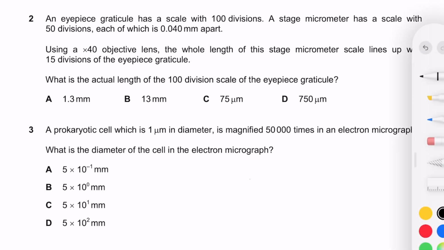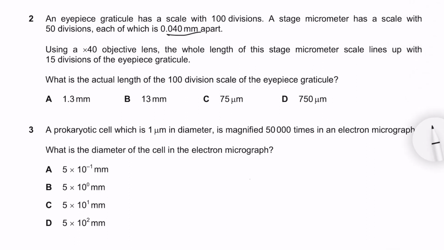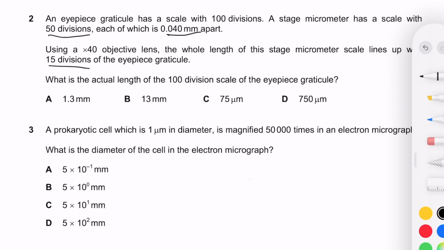Next is: an eyepiece graticule has a scale with 100 divisions. A stage micrometer has a scale with 50 divisions, each of which is 0.04 millimeters apart. Using a times 40 objective lens, the whole length of the stage micrometer scale lines up with 15 divisions of the eyepiece graticule, meaning that the 50 divisions will line up against 15 divisions when we use this, which is not really important for this question. What is the actual length of the 100 division scale of the eyepiece graticule?